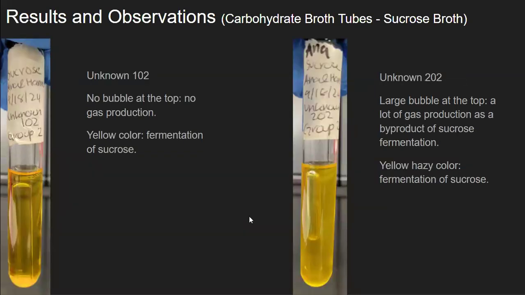Both unknown 102 and 202, on the other hand, had a yellow color, with 202's, of course, being more hazy, both indicating fermentation of sucrose. While 102 had no bubble at the top for no gas production, unknown 202 had a very large bubble at the top, indicating a lot of gas production as a byproduct of sucrose fermentation.